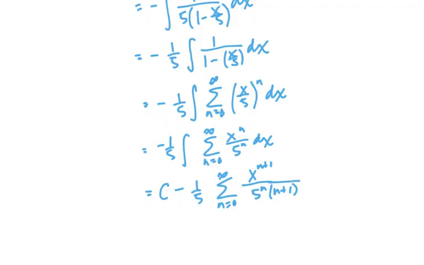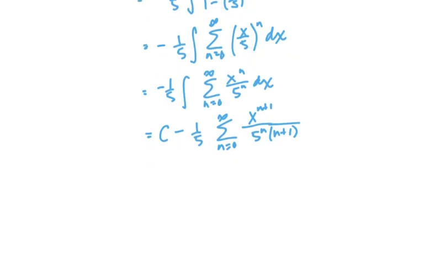Now we need to bring our negative 1/5 inside. The negative can stay because there's only one of them. So we have n equals 0 to infinity. By only one of them, I mean it's not negative 1 to the nth power. There's only one negative. We're going to subtract everything. We keep x to the n plus 1 on top. In the denominator, we have 5 to the n times 5 to the first. That makes 5 to the n plus 1. And then we say n plus 1 down here.